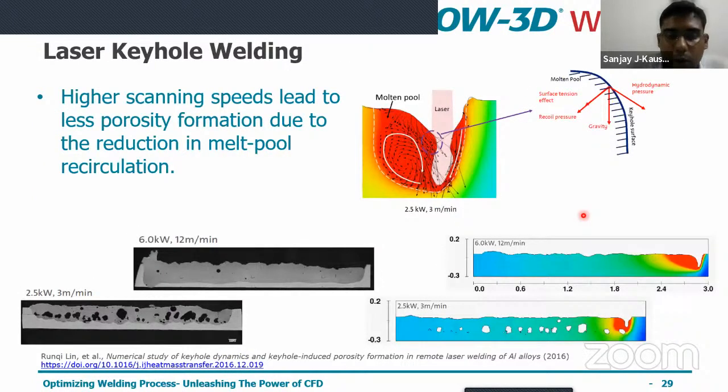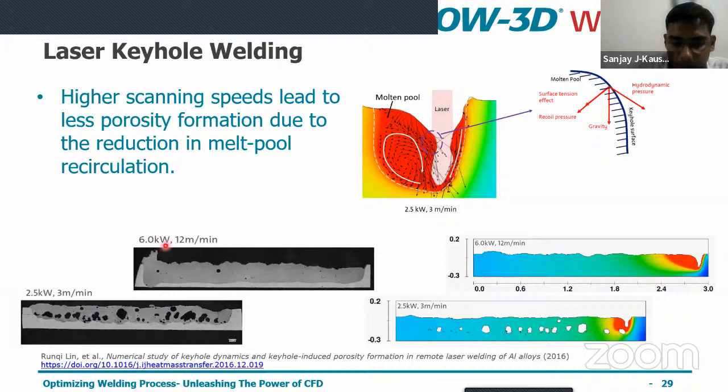And also what they came to the conclusion was, if they can increase the speed of the movement of the laser, they can decrease the porosities that are formed. You can see the examples over here. With 6 kilowatts and 12 meters per second, this is a very high speed laser. There is no porosity, there are very minimal porosities formed. But with 2.5 kilowatt and 3 meters per second, you can have a lot of porosity.